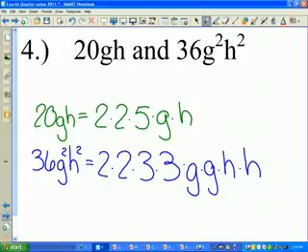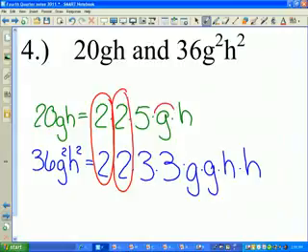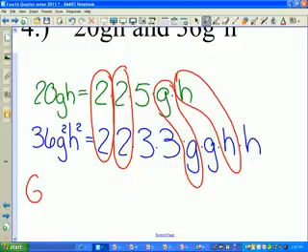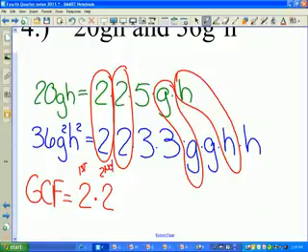What do they have in common? What they have in common are this group of 2, another group of 2, a group of G's, and a group of H's. Now, I didn't say it was going to be pretty, but what is my greatest common factor? It's my first group, which is my 2. My second group, which is the other 2. Then we have my G, which is from that third group. And then lastly, I have my H, which is from my fourth group.